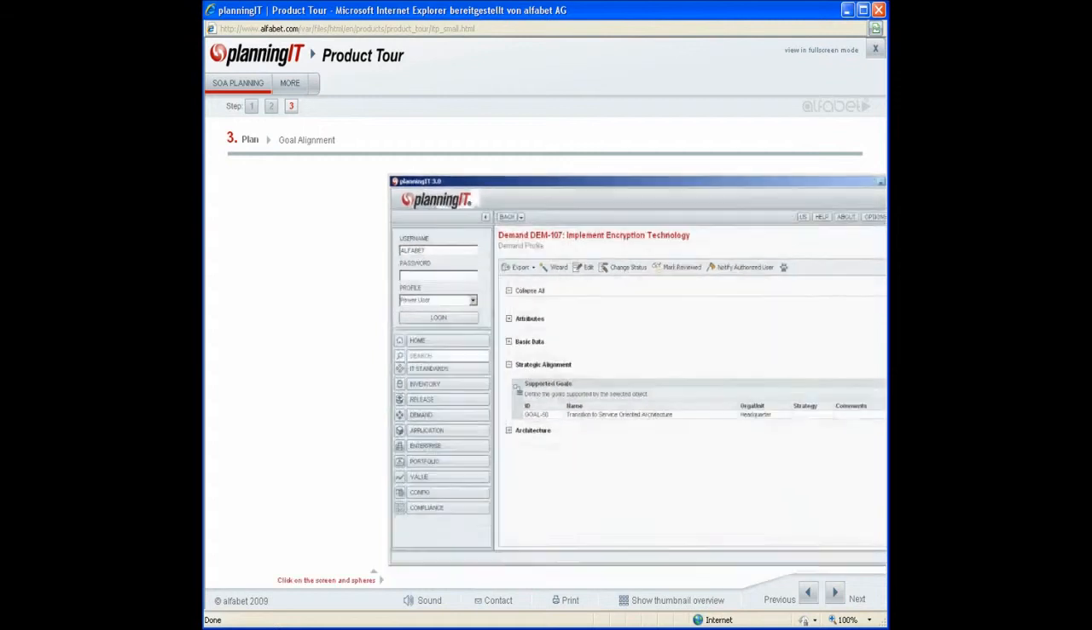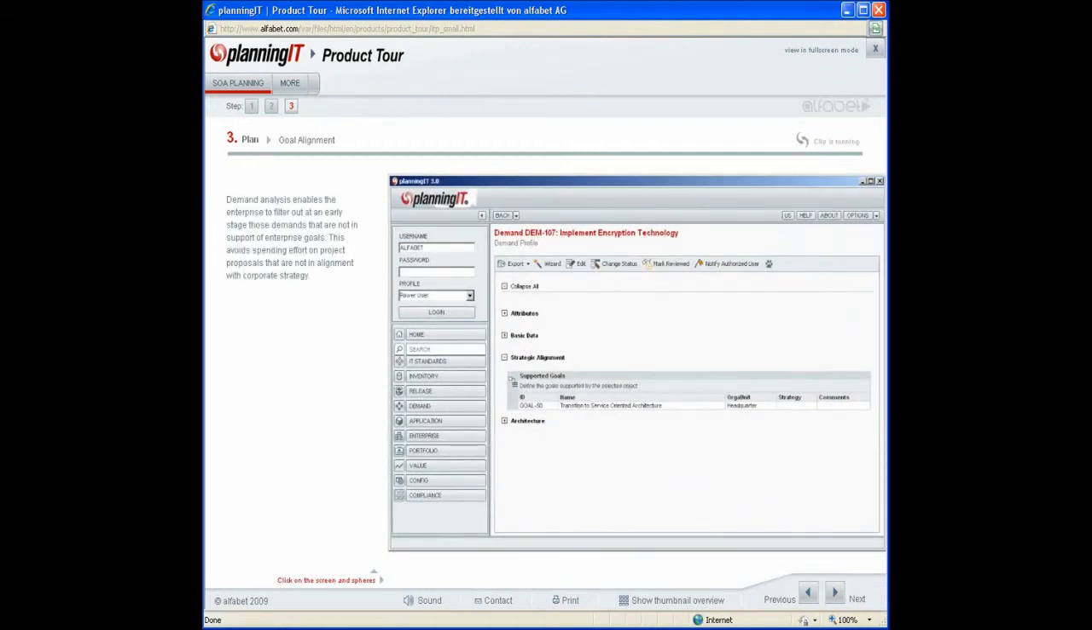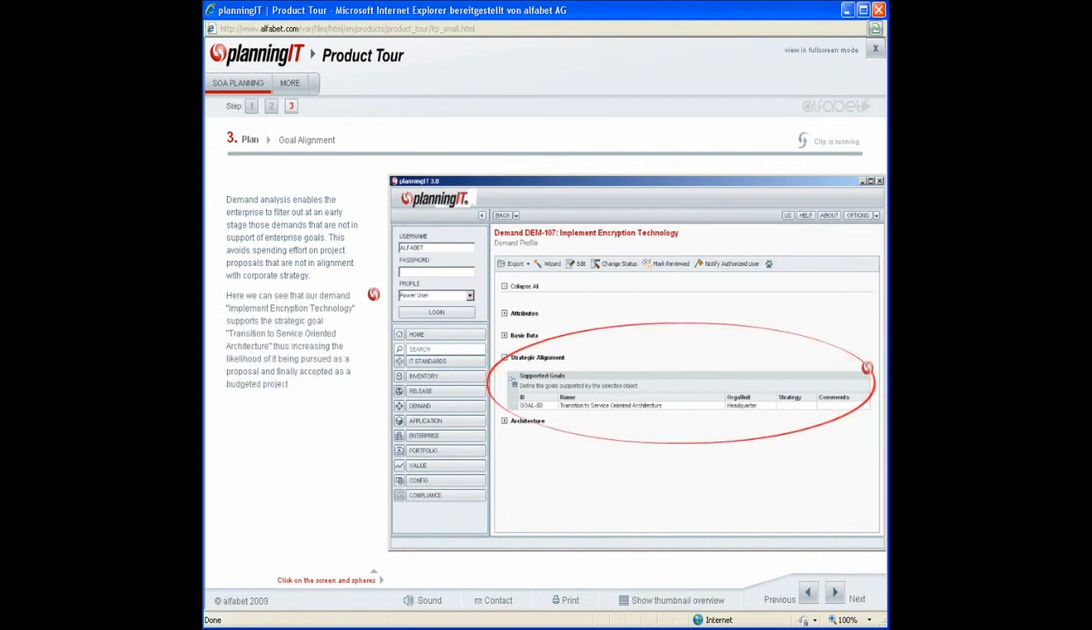Goal alignment. Demand analysis enables the enterprise to filter out at an early stage those demands that are not in support of enterprise goals. This avoids spending effort on project proposals that are not in alignment with corporate strategy. Here we can see that our demand, implement encryption technology, supports the strategic goal, transition to service-oriented architecture, thus increasing the likelihood of it being pursued as a proposal and finally accepted as a budgeted project.